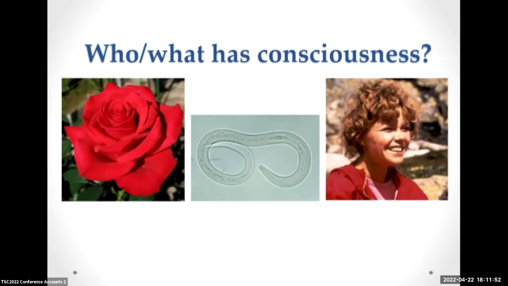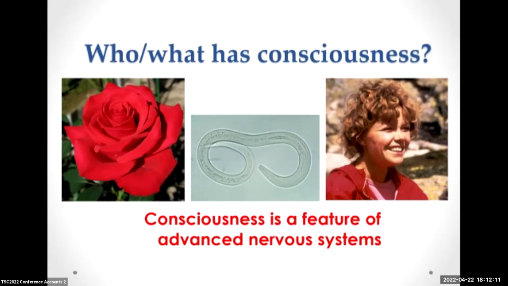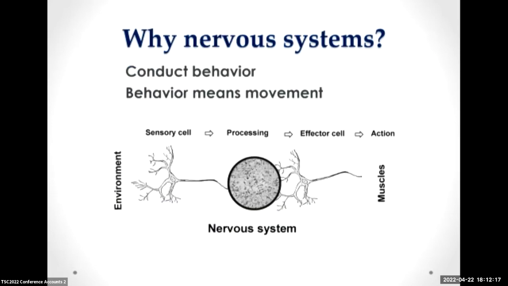On the other hand, we know that humans have consciousness, and that means that this feature entered the lineage at some point between the split between nematodes, so simple organisms, and the vertebrates. So consciousness is a feature of advanced nervous systems.